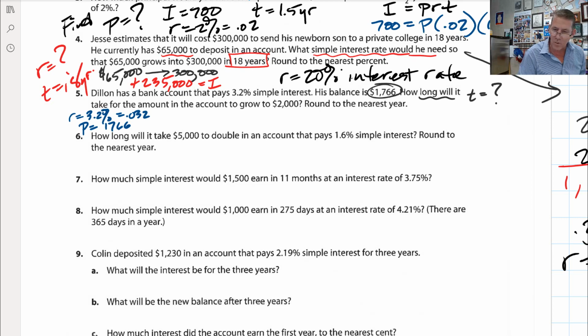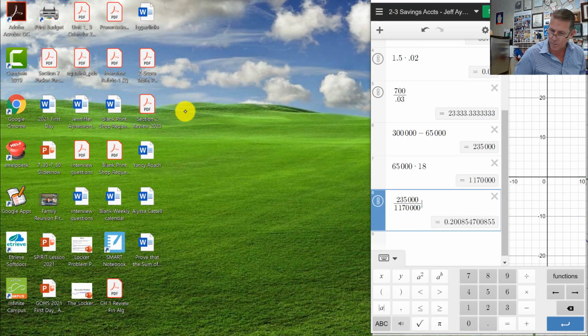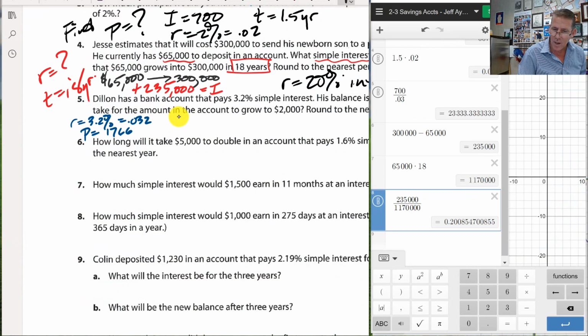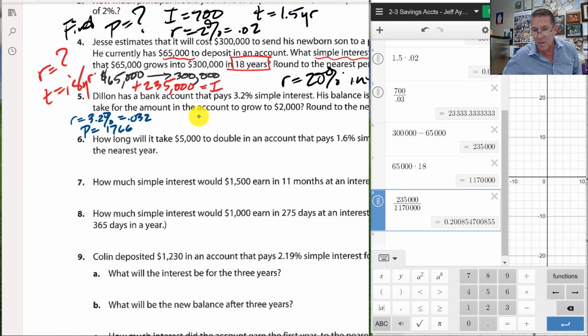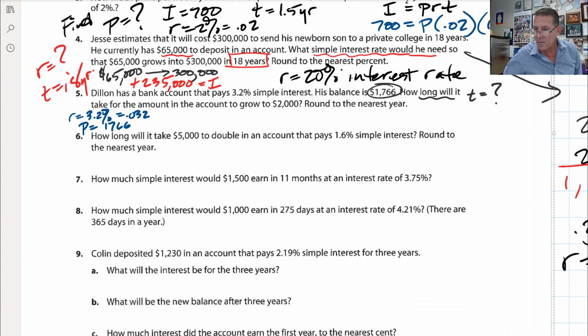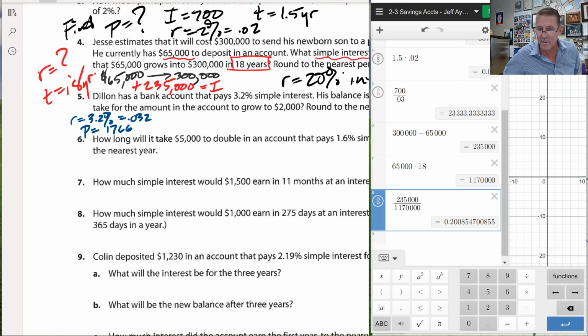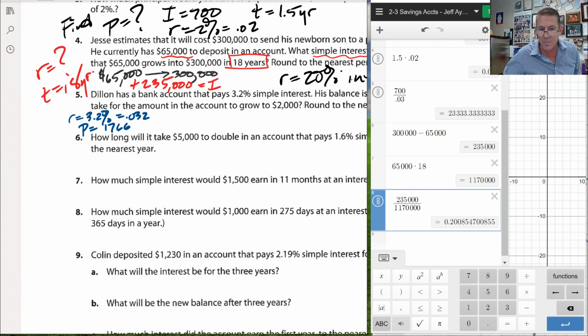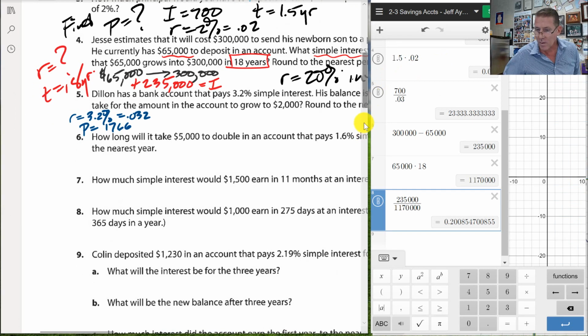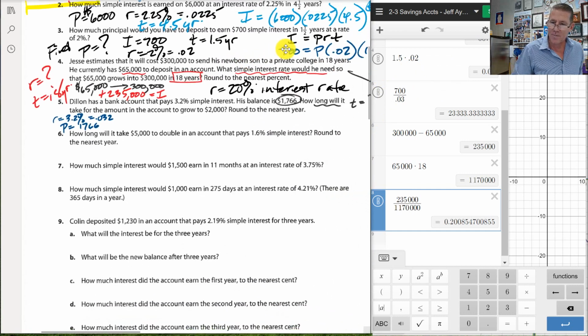So what would the interest have to be? So hang on. How much interest would we need in order to get from 1,766? Sorry guys, let me just reformat this here. There we go. Okay. Sorry for the interruption right there.